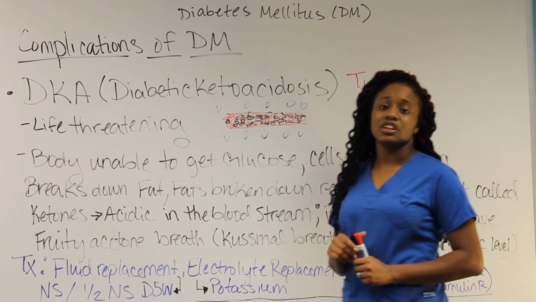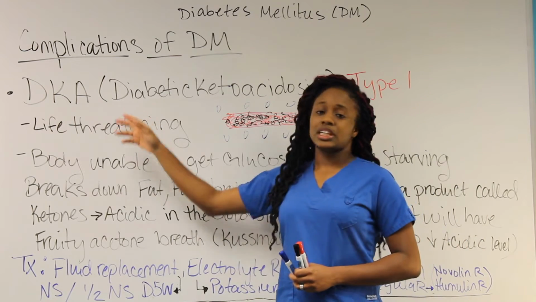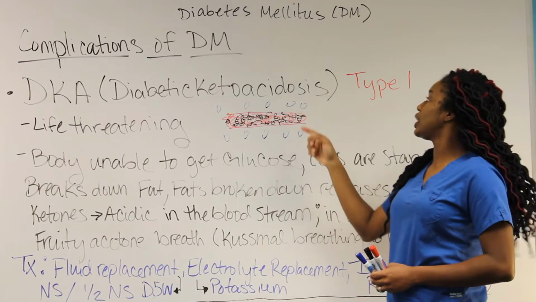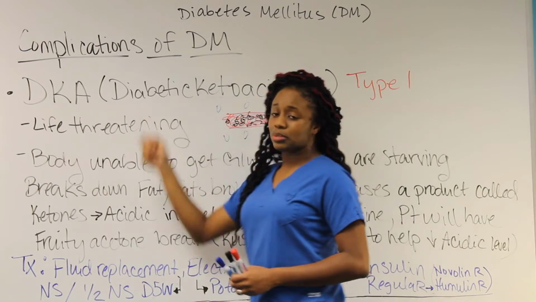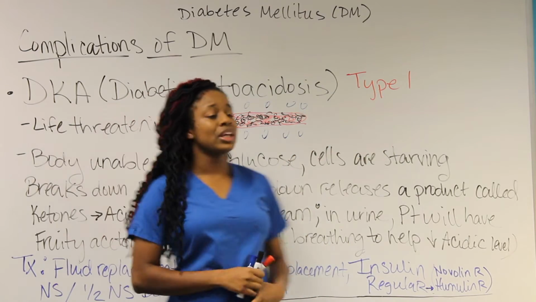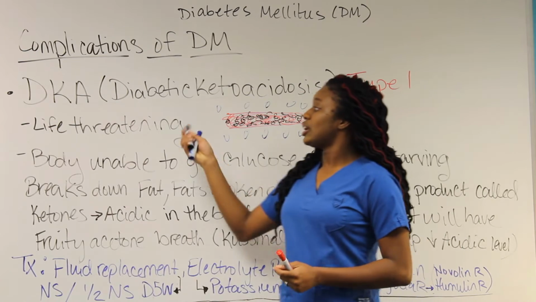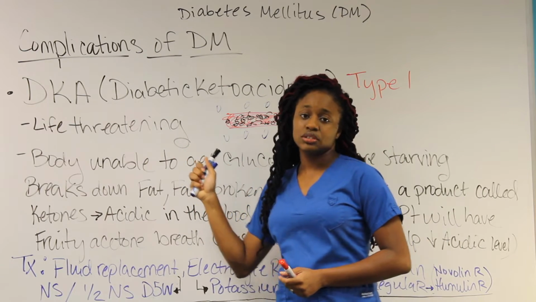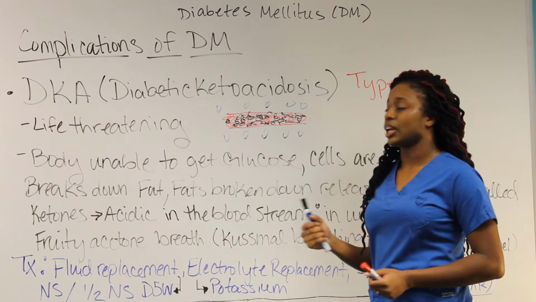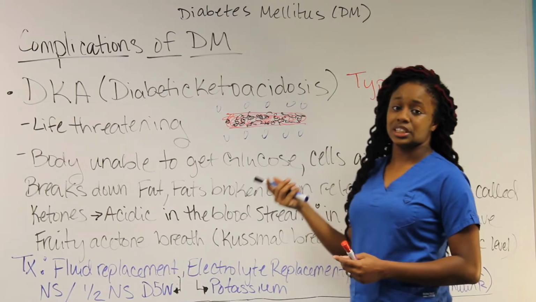So now we're going to go ahead and talk about the complications of DM, all right? One of the complications is DKA, which stands for diabetic ketoacidosis, okay? This complication is mostly seen in a patient who has type 1 diabetes. Now, you may be saying, what is DKA? Well, it is a life-threatening condition that is to be taken very seriously, because people do die from this, okay? And pretty much, the body is unable to get the glucose, right?